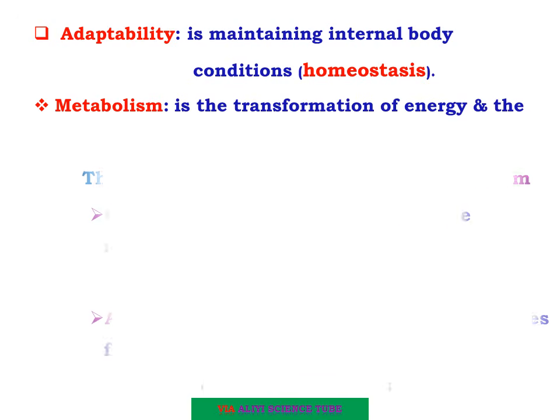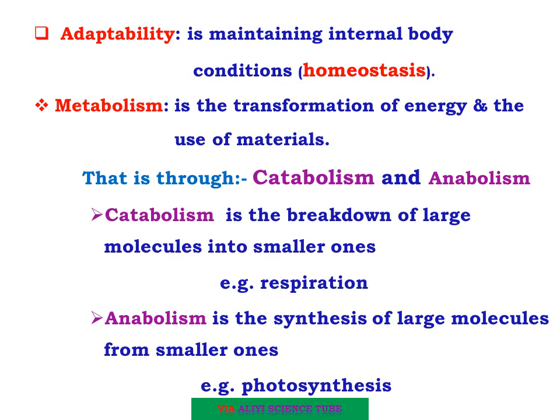Metabolism is the transformation of energy and the use of materials, through catabolism and anabolism. Catabolism is the breakdown of large molecules into smaller ones. Example, respiration, which breaks down glucose into energy. Anabolism is the synthesis of large molecules from smaller ones. For example, photosynthesis, in which carbon dioxide, water, sunlight and chlorophyll form a large molecule known as glucose.